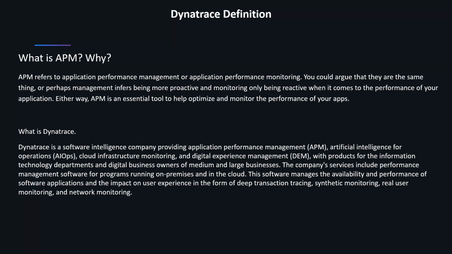Dynatrace is a software intelligence company providing APM suites, application performance management suites, with the help of artificial intelligence for operations, called AIOps, plus cloud infrastructure monitoring and digital experience, like the user session part, with a product for information technology. When you have a large business environment and technology departments, you can use this product. The company's services include performance management software running on premises and in the cloud.